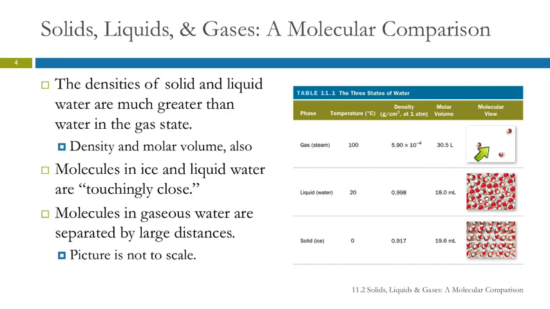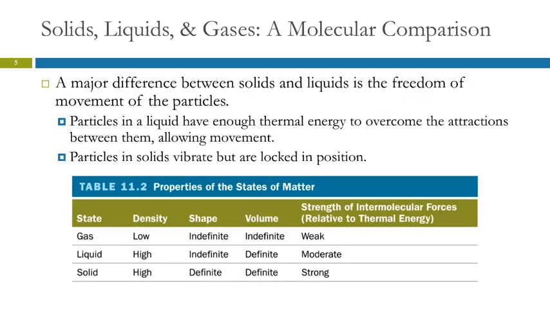Lots of space between the particles in the gas state. In the liquid and the solid states, the particles are very close to each other. The important difference is that in the liquid, the particles are free to move and slide around, and in the solid state, they're frozen, literally frozen. They can't move relative to each other. It's that freedom of movement that is the big difference between solids and liquids.